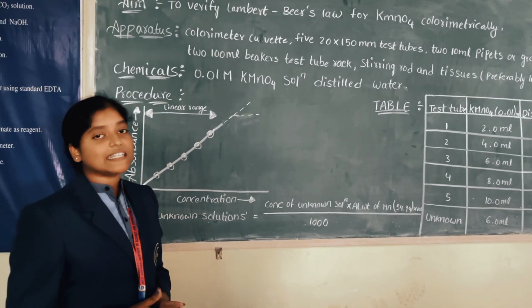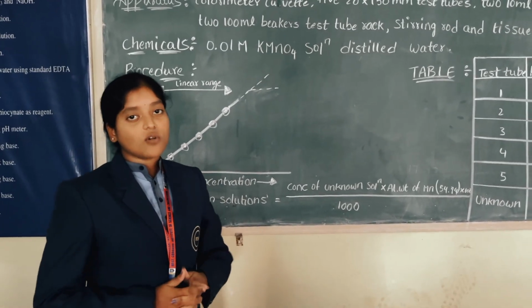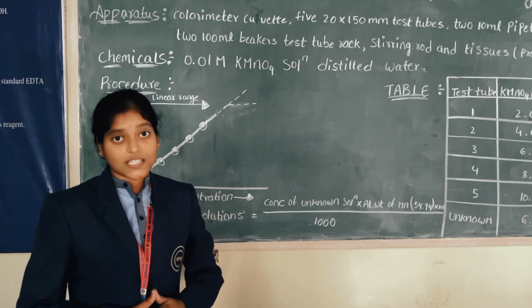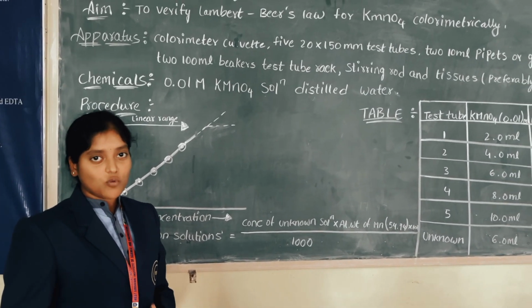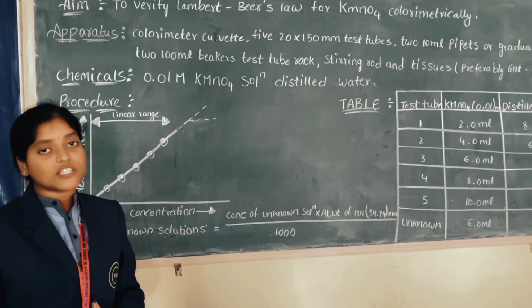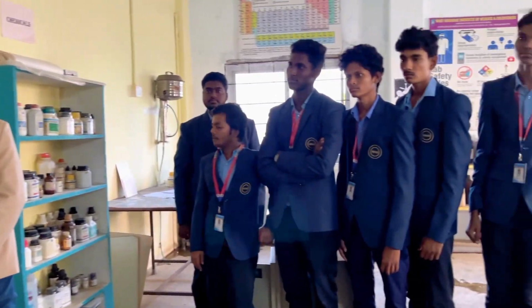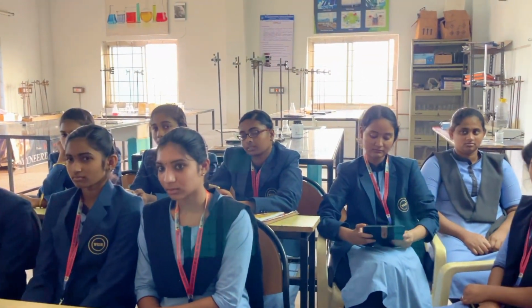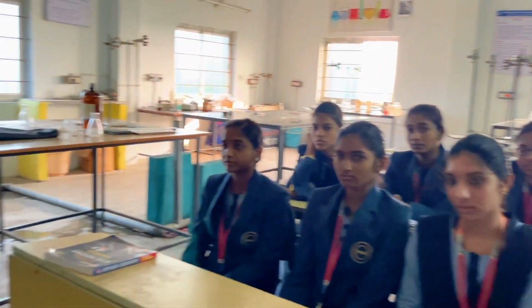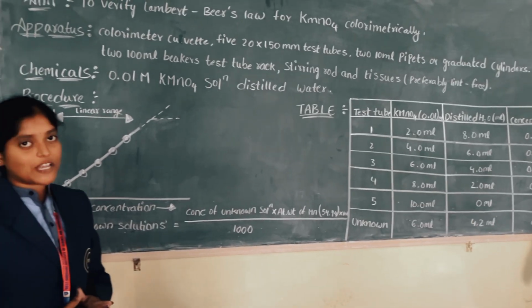Coming to the procedure, the main aim in this experiment is to know the concentration of unknown solutions. Here we are using the KMnO4 solution, which is blue in color. The higher concentration of the solution will absorb more light energy than the solution of lower concentration. Here we take 5 test tubes and transfer them into small rectangular cuvettes, and those are placed into the colorimeter or spectrometer.